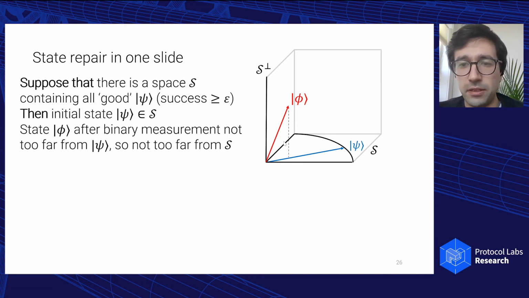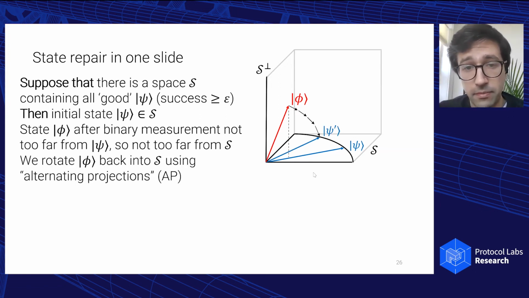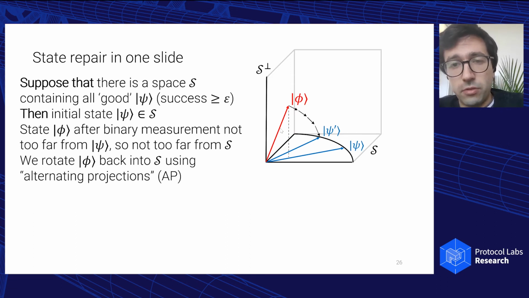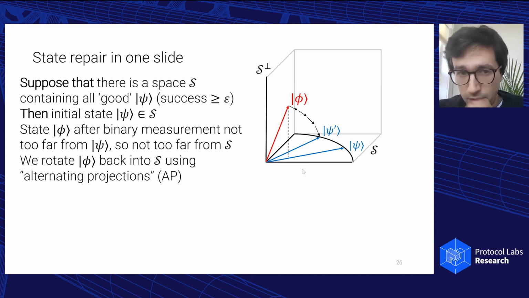And that means, in particular, if it's not too far from psi, then it's not too far from this S either, because psi is an S. Then what you do is you apply a quantum algorithm to rotate the state back into this subspace. And once you're back in the subspace, because everything in the subspace is good, you can continue with the procedure. So you sort of repaired the state back to a good state.